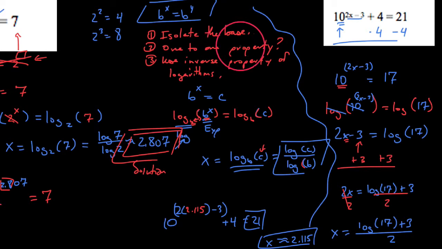So you can isolate the base and use the one-to-one property if possible. But if you can't use the one-to-one property, we'll just use a log on both sides to undo the exponential equation. Cheers.